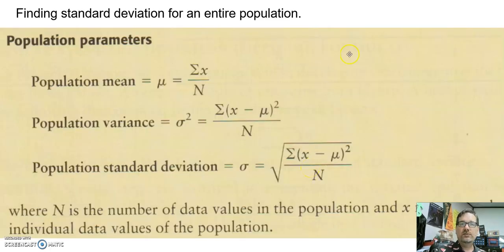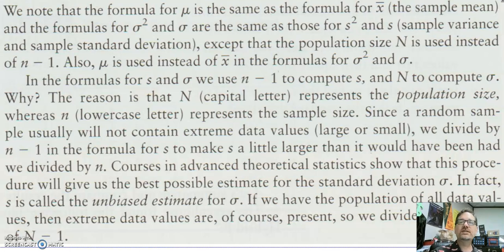To find the formulas for our group, here's our population mean. Notice it's big N instead of little n, denoting it's a population, not a sample. And then we have our sigma squared and our sigma. Here you can pause this and take a look at it. Why are the formulas different? We don't necessarily need to know why the formulas are different. Just understand that they are.